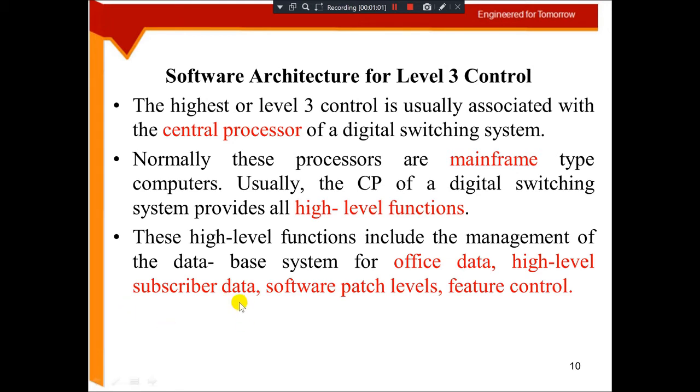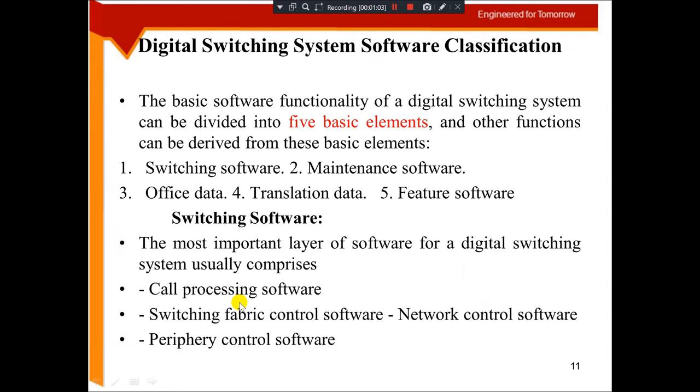Okay, so next, digital switching system software classification. How the classification has been done. The basic software functionality of digital switching system can be divided into 5 basic elements. Other functions can be derived from these elements. That is switching software, maintenance software, office data, translation data, and feature software.